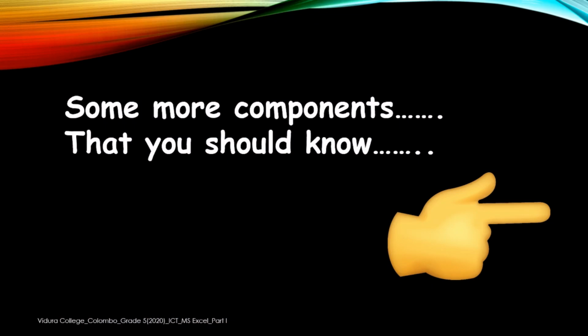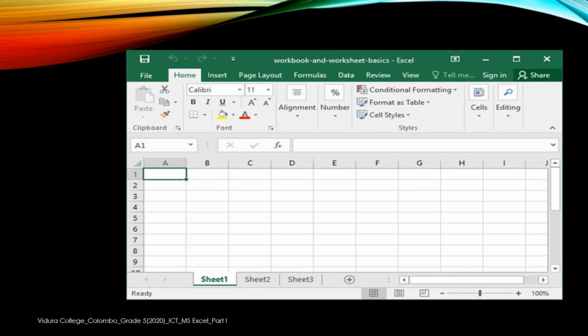Now we are going to talk about some more components that you should know. There are more components that you want to study to work with Microsoft Excel. Now let's see those. Quick access toolbar. Now in here you can see 4 tools. This is the quick access toolbar. We can access it quickly, that's why we call it the quick access toolbar. If you can remember, we can see this quick access toolbar in Microsoft Word and also in Microsoft Paint and some more others.